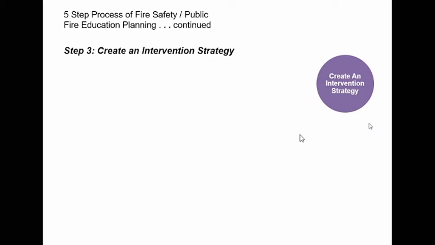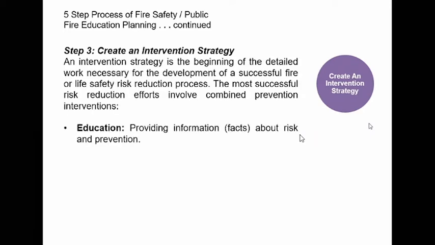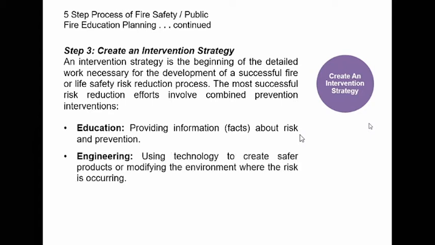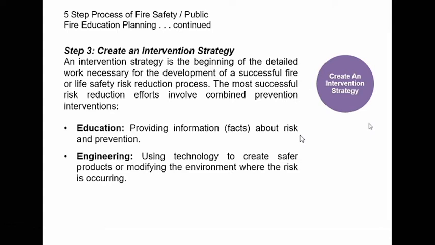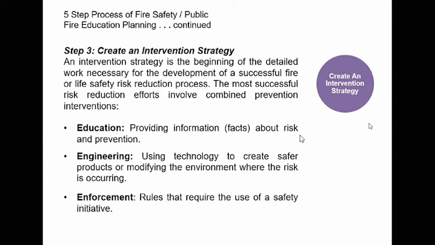As I said earlier, the interventions are the components of fire prevention, which is education. Education would mean providing information about risk and prevention. Number 2 strategy would be engineering, using technology to create safer products or modifying the environment where the risk is occurring. Like a building, it needs a fire extinguisher, an alarm system, and fire sprinklers. This is fire engineering. If the program is focused on establishments, you combine education, engineering, and you also do enforcement.